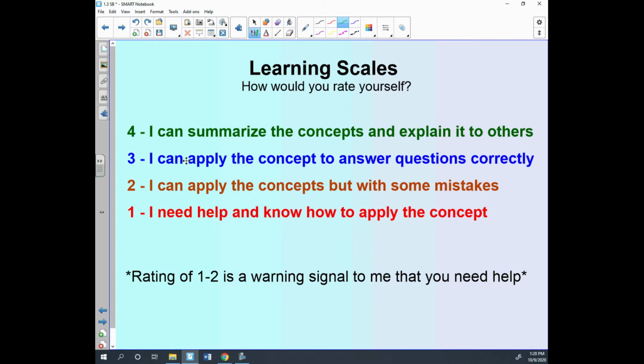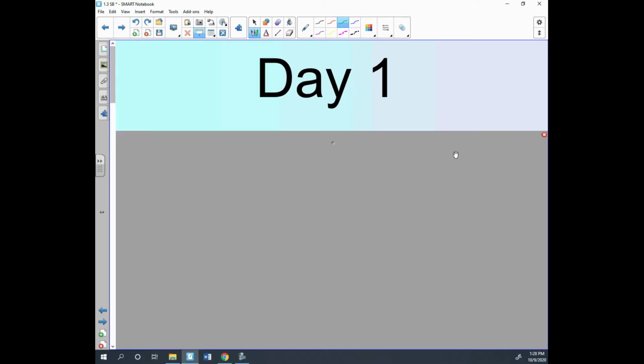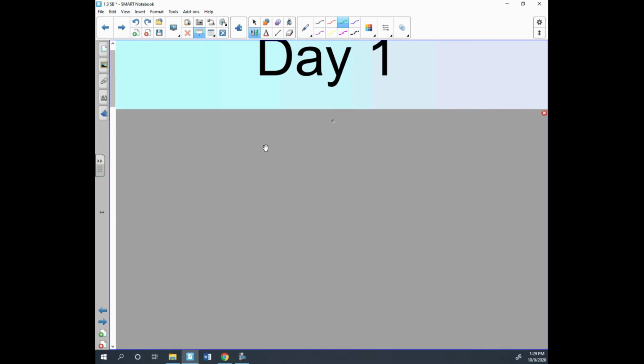And so number three is I can apply it to them correctly, and I can get probably most of them right. Number four is I know it really well, and I can even show the steps and teach it to others. That would be awesome. That's just a rating-yourself scale. It's always important to be reflective on your learning. So today I just made up a couple questions. We're going to speed through these so you can see some problems.